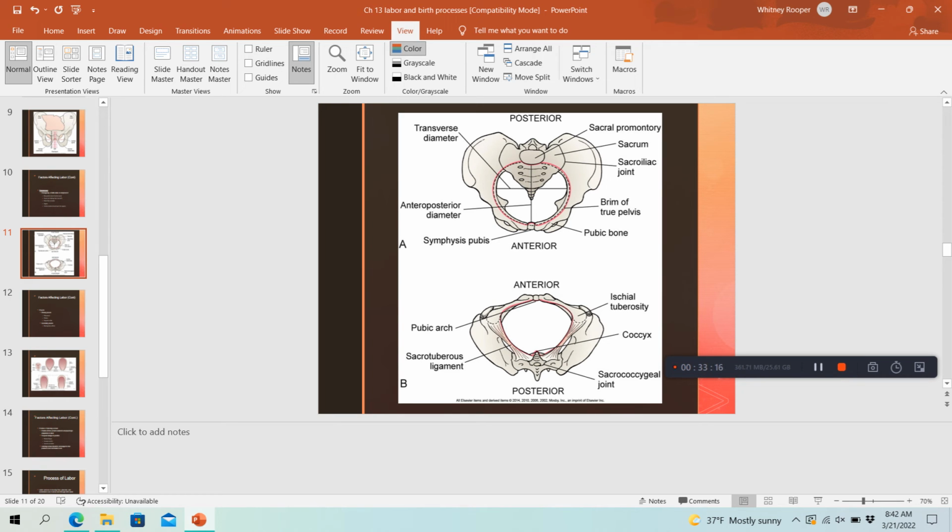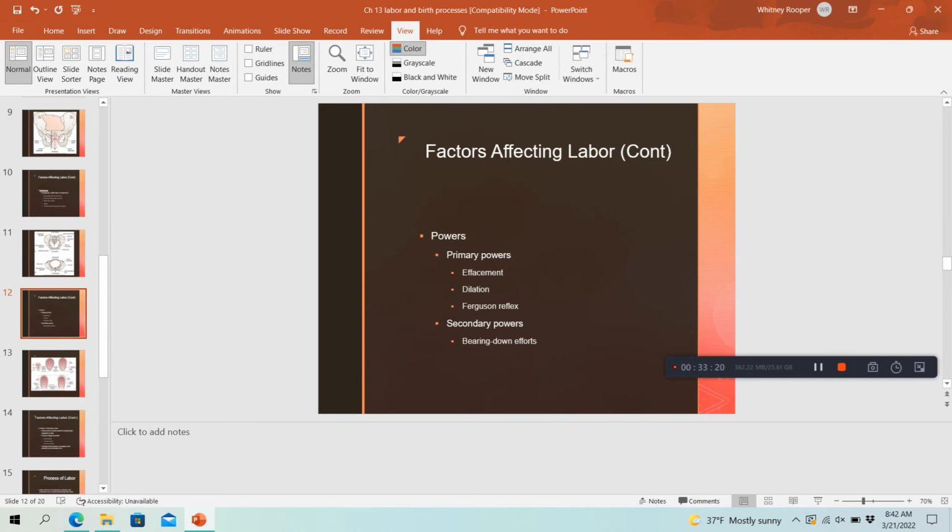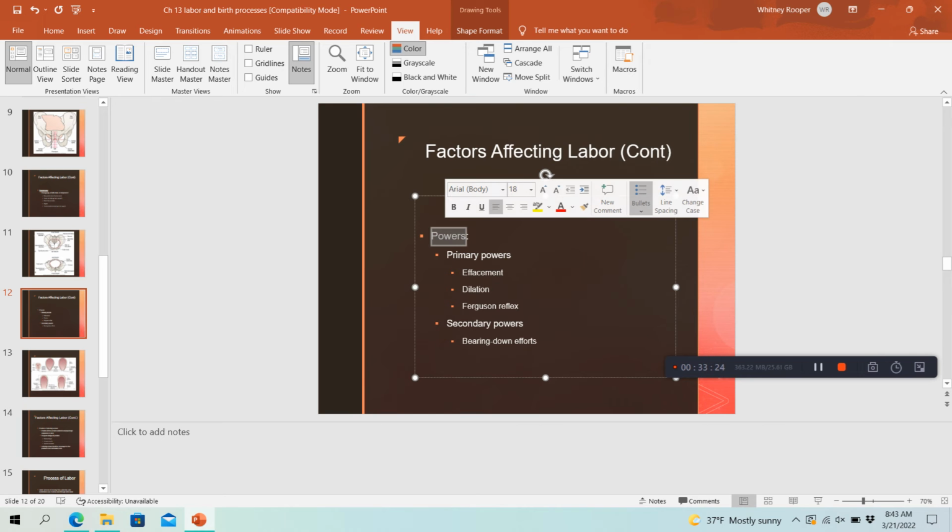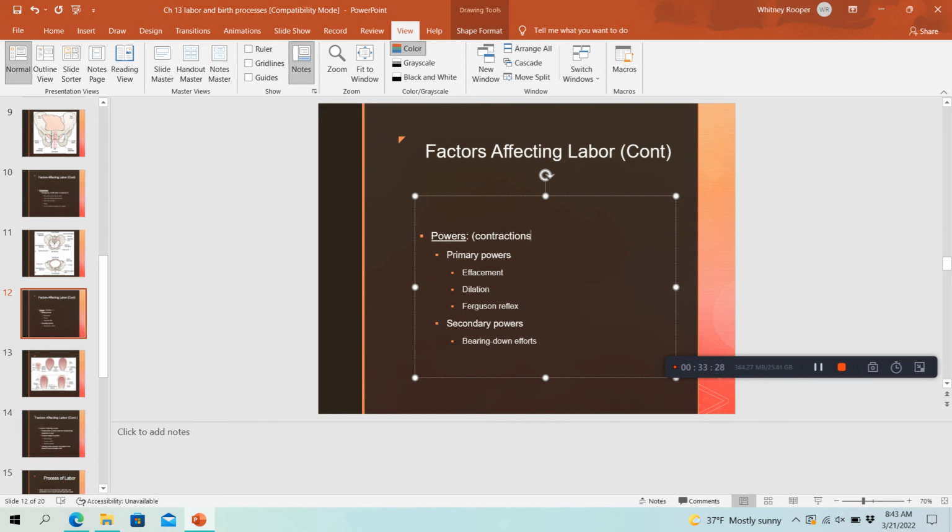Powers. Number 3, the third thing is powers. The powers are the contractions. How's the baby going to get out? The baby doesn't come out without something propelling it down. If it's been in the uterus for all these months, what's going to make it come down and come out? It's the powers or contractions.